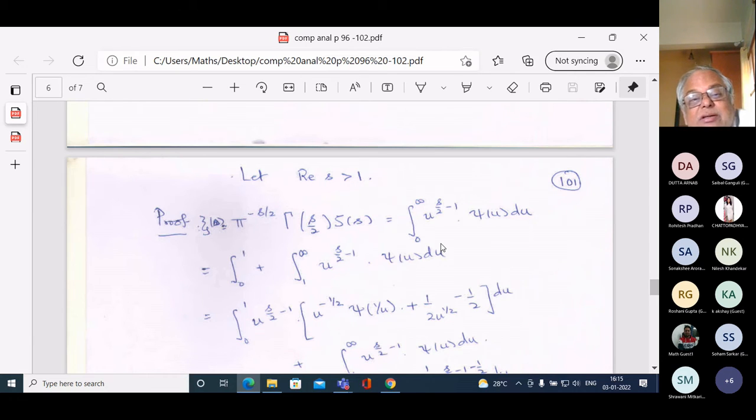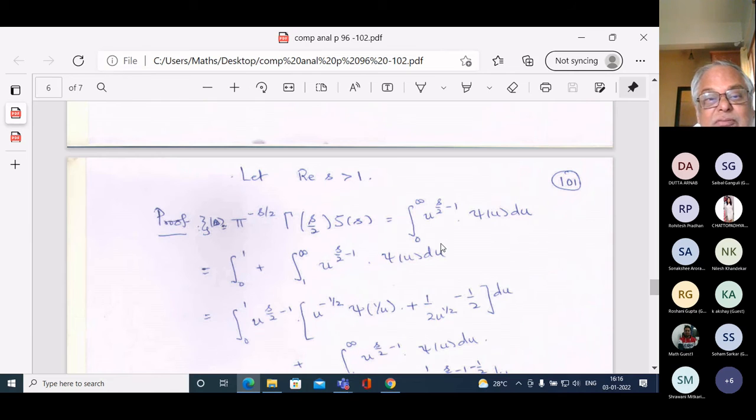I want to somehow change that integral from 0 to 1 to be an integral from 1 to infinity. And what is the obvious thing which will change the interval 0 to 1 to the interval 1 to infinity? The obvious change of variables is u going to 1 by u. Because when the first u goes from 0 to 1, the second u will go from infinity to 1. There'll be a minus sign, therefore it will become from 1 to infinity.